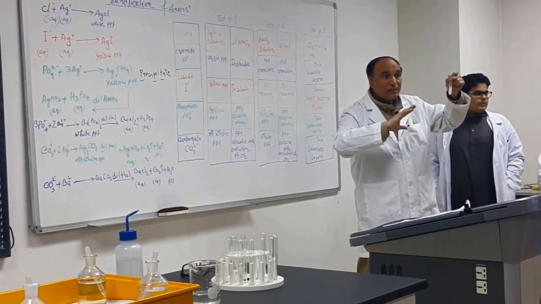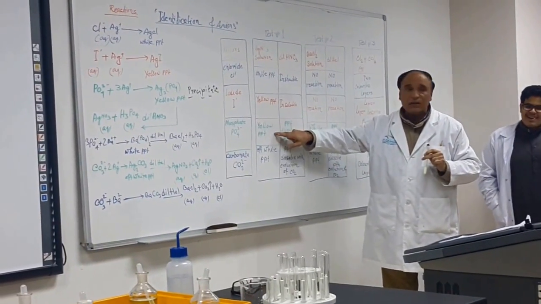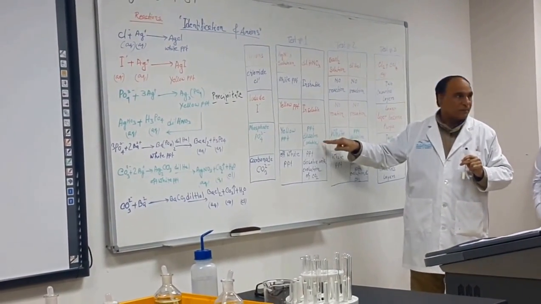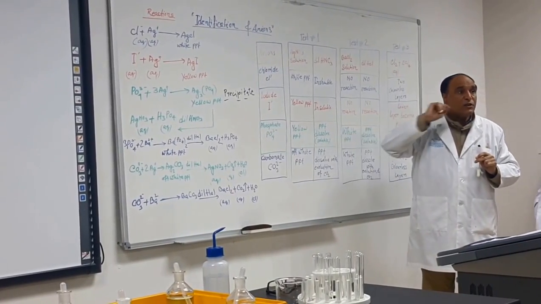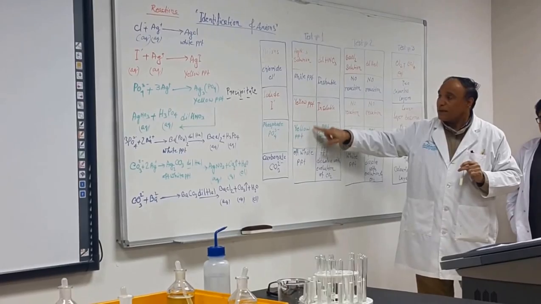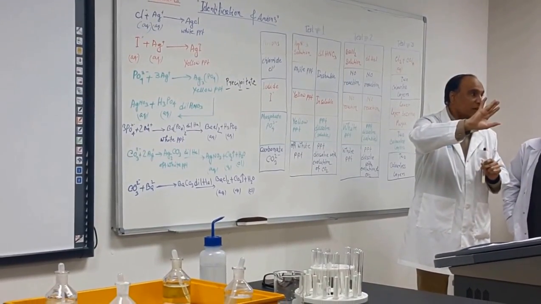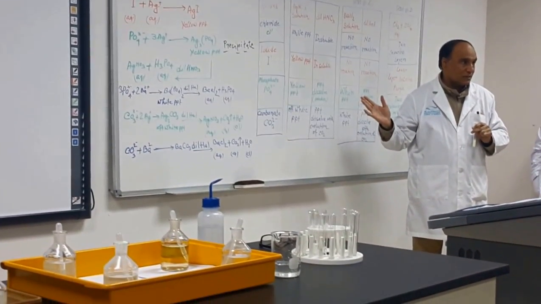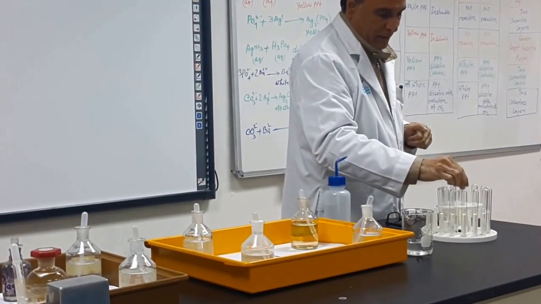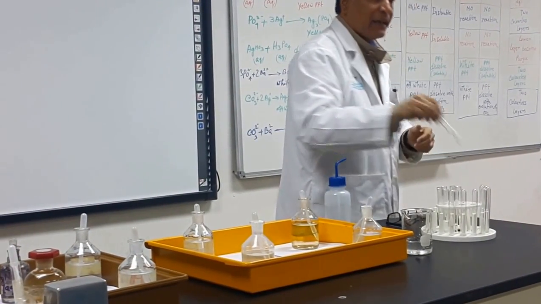So you see the difference? This yellow and this yellow could be exactly the same. Look, the second part is different. So when you are given an unknown, make sure that if the first part is the same, don't conclude anything. Check the other thing also. So it is insoluble, one test is complete. Now I take another test tube.